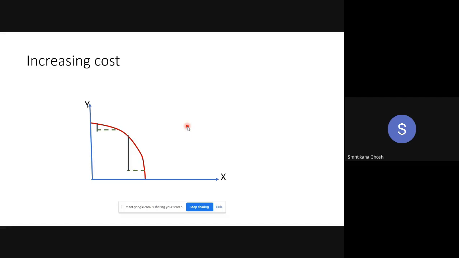You don't know about the opportunity cost. You don't know about that. You don't know anything. But you know the price is lesser there. So you are interested to purchase that car.